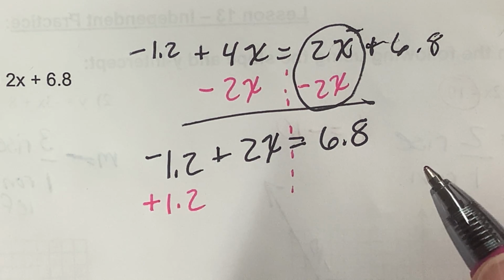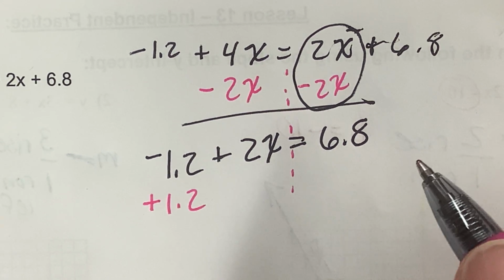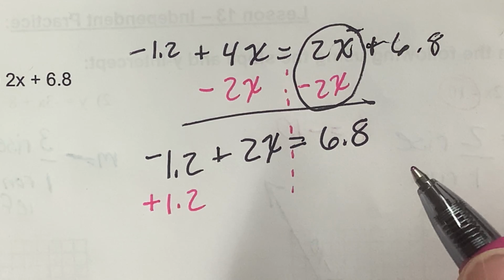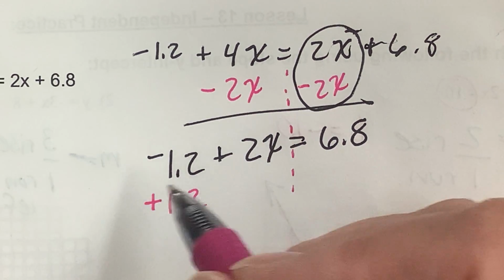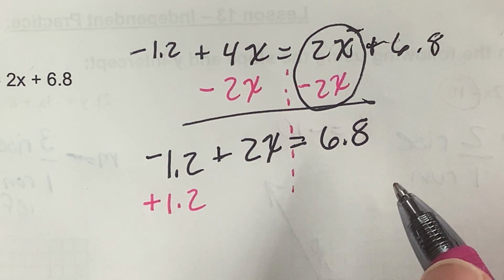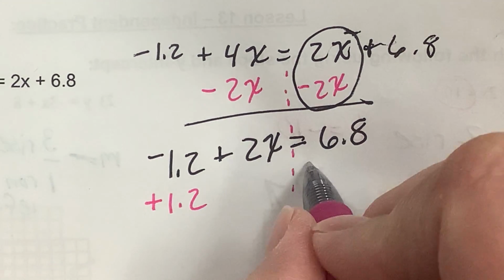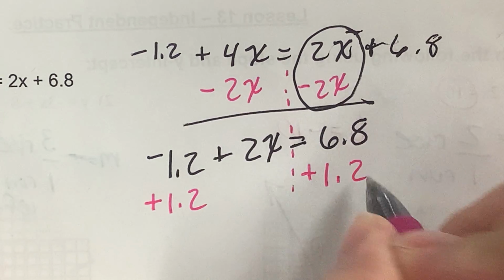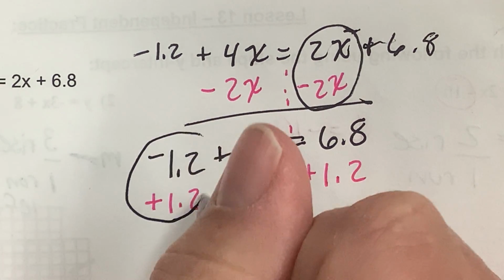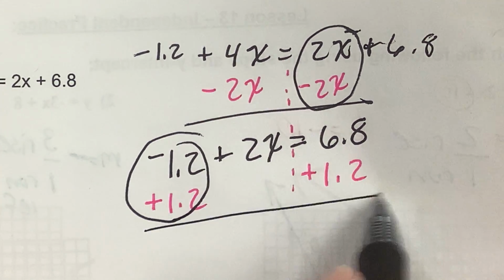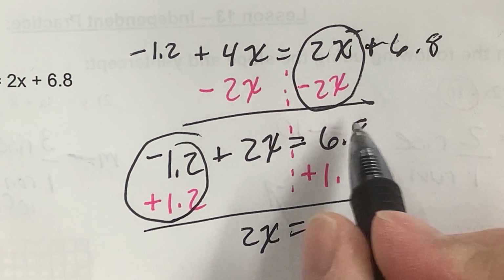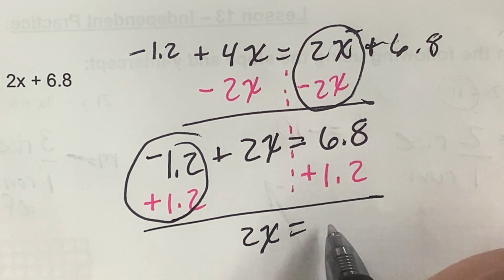In the order of operations, you add, subtract, multiply, divide. You want to do this first. You want to get all the numbers without variables together. So plus 1 2/10. Negative 1 2/10 and positive 1 2/10 is 0. Nothing happened to the 2x, but 6 8/10 plus 1 2/10.